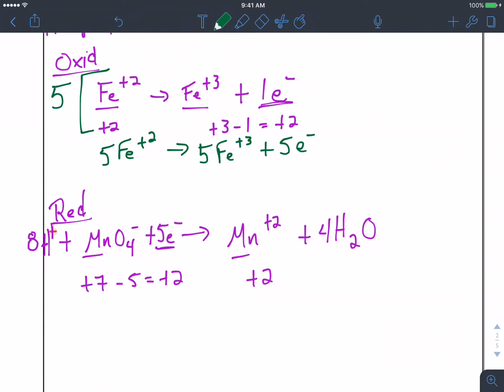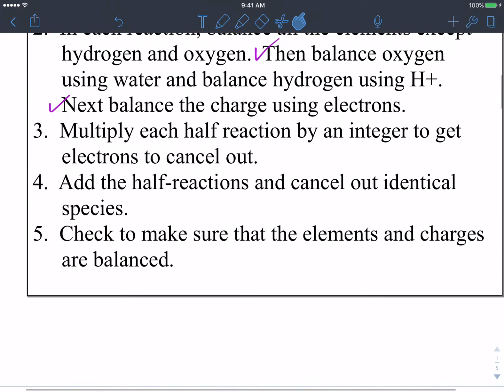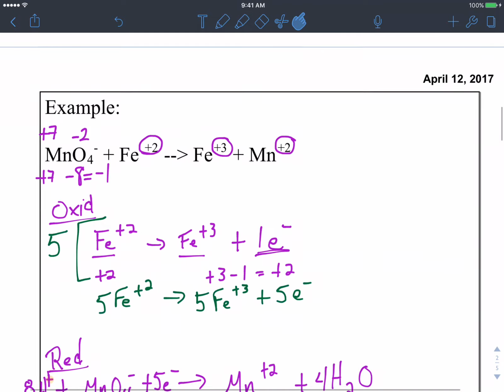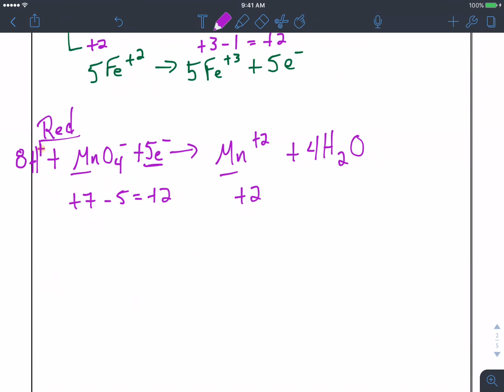Okay, so now we're going to work with that new equation. And we have 5 electrons on the right in the oxidation equation. We have 5 electrons on the left in the reduction equation. We now have succeeded in doing number 3. Now it says add the half reactions and then cancel out identical species. So let's add these together.